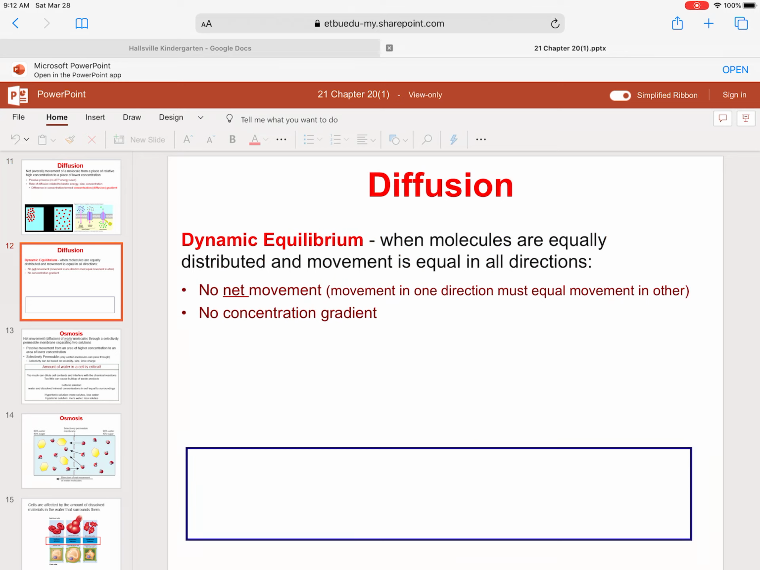Dynamic equilibrium is when molecules are equally distributed and movement is equal in all directions, meaning if two molecules move across, then two are going to go back. Okay, so it's kind of like trading partners.